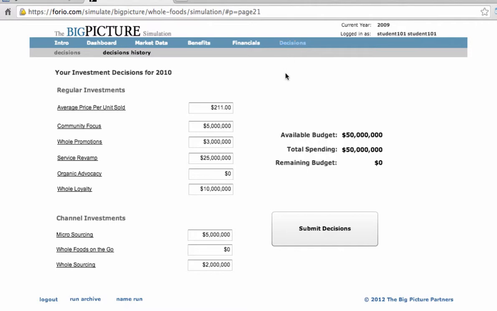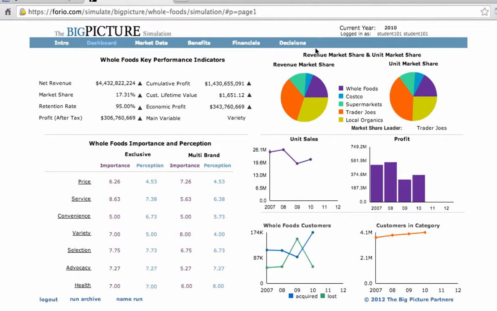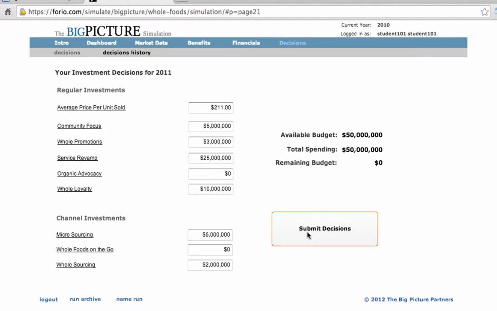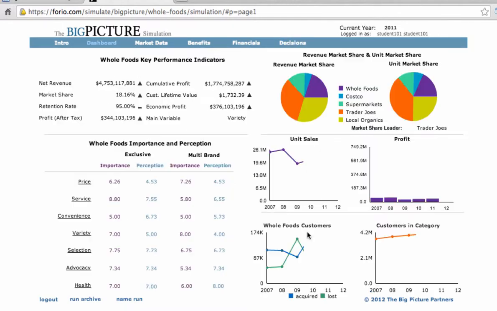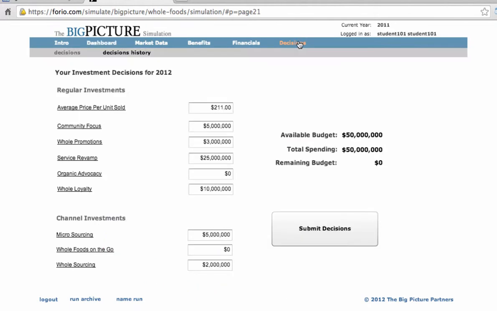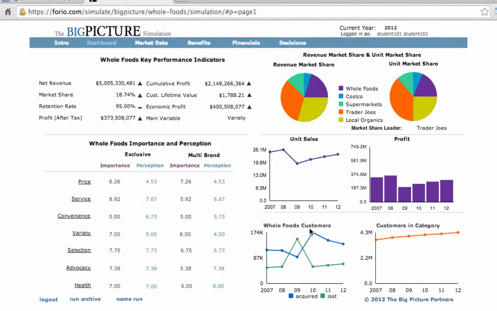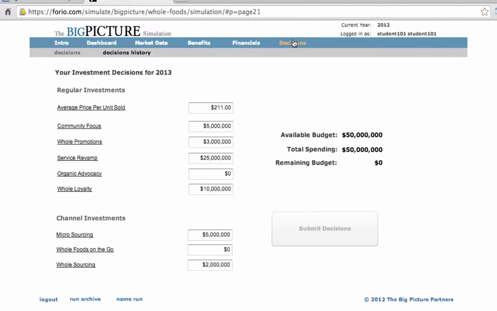You will make a set of decisions for each year. So in this particular simulation, you will make decisions through 2012, and each time you submit, the data will be updated and you will be at a new year. When you reach the end of the simulation, the Submit Decisions button will no longer be lit up and you will not be able to go any further. At this point, you have finished the simulation.